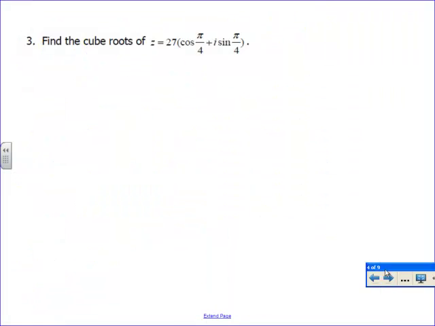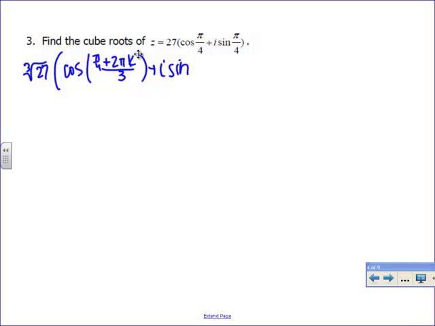Final example is a little shorter. Cube roots, a little nicer. We should only have 3 total answers. And they gave it to us in trig form, so we should be able to hop straight into the formula. We're going to start off with the cube root of 27. Then we'd have cosine pi over 4 plus 2 pi k over 3 this time. And i sine of the same number, pi over 4 plus 2 pi k all over 3.